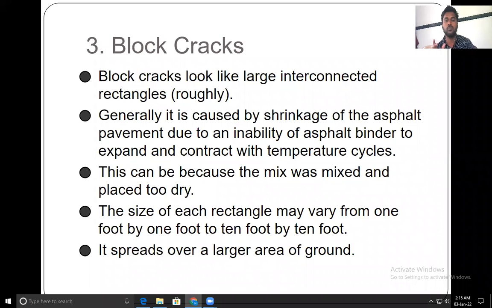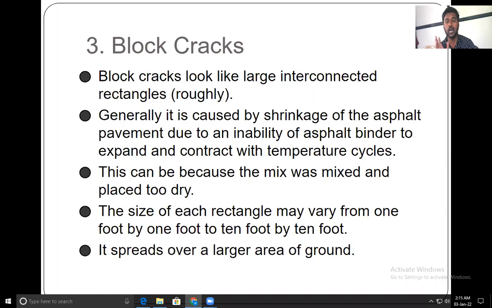This can be because the mix was mixed and placed too dry. Whatever mix we have placed, it was placed in a very dry condition. That may be the reason. The size of each rectangle may vary from 1 foot by 1 foot to 10 feet by 10 feet. That much large cracks may be there. It may be 1 by 1 feet, it may be 10 by 10 feet.